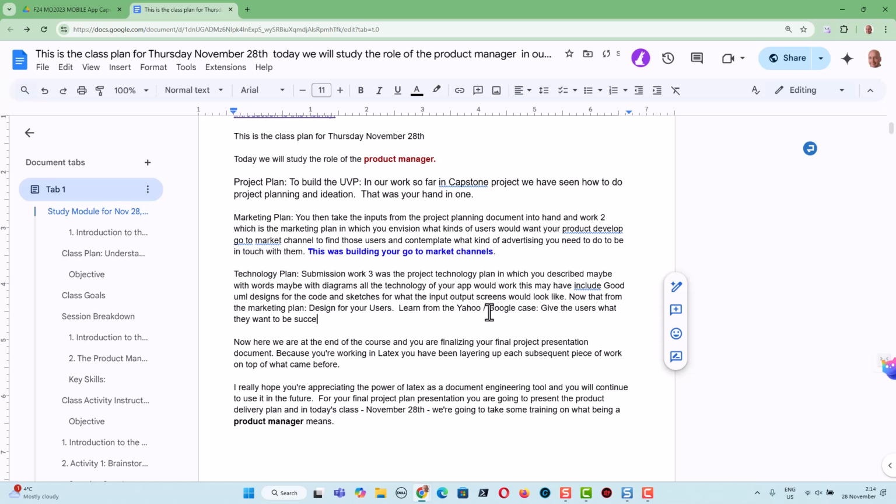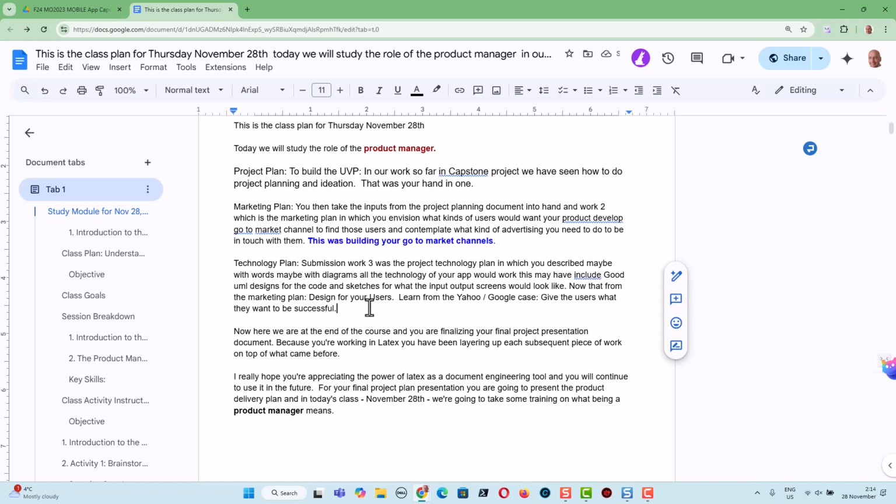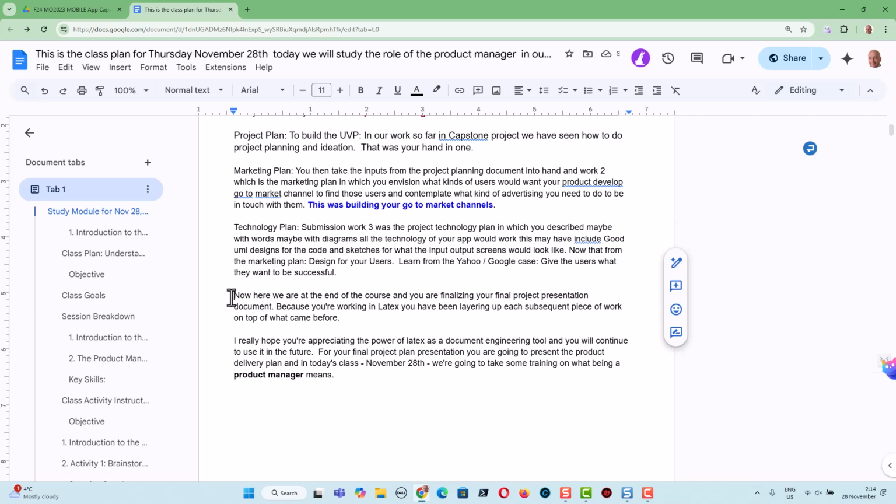Now here we are at the end. So final thing we're doing, the final hand in is the final project delivery plan. And now you're playing the role of the product manager. You're the one who's in charge of everything.